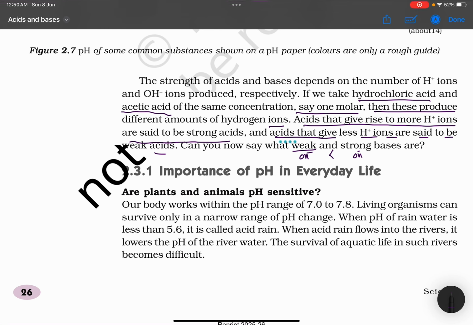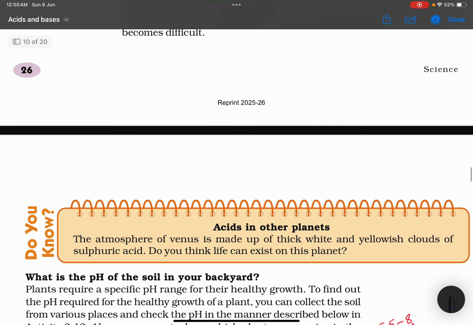Simple. Importance of pH in everyday life. Are plants and animals pH sensitive? Definitely. Every living thing is pH sensitive. Our body works within the pH range of 7 to 7.8. Living organisms can survive only in a narrow range of pH change. When pH of rainwater is less than 5.6, it's called acid rain. When acid rain flows into the rivers, it lowers the pH of the river water, and survival of aquatic life will become difficult. Very, very important.